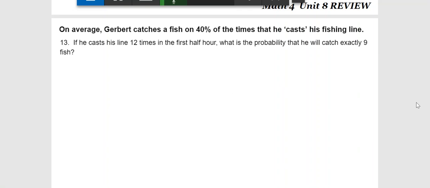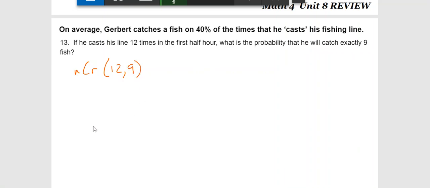All right, Gerbert the fisherman. Gerbert catches fish 40% of the times that he casts. And so if he casts 12 times, well, 12 events, what's the probability he'll catch exactly 9?